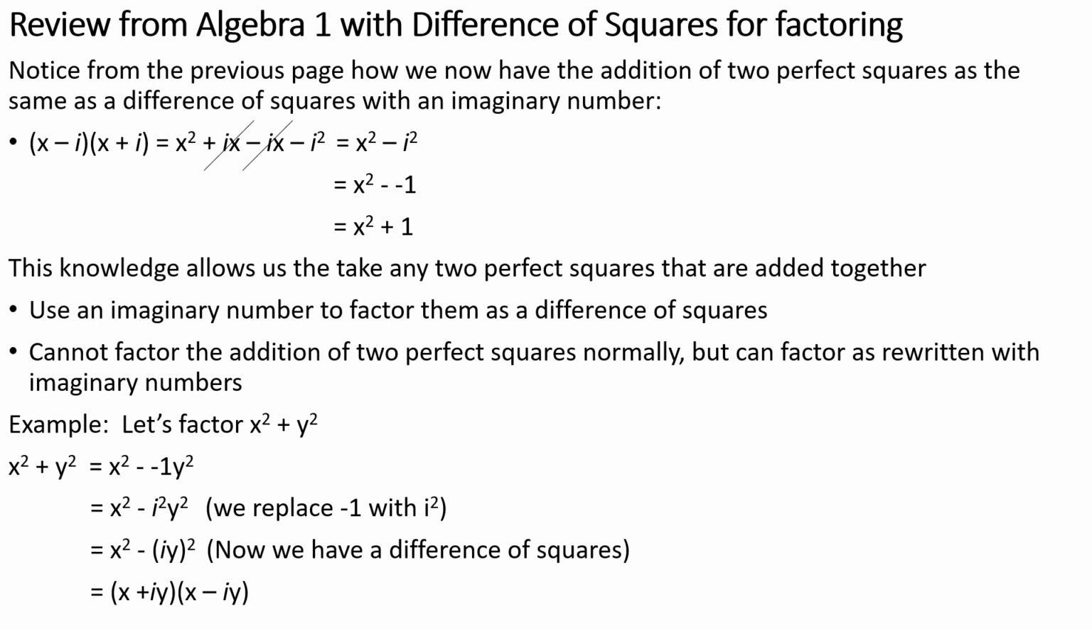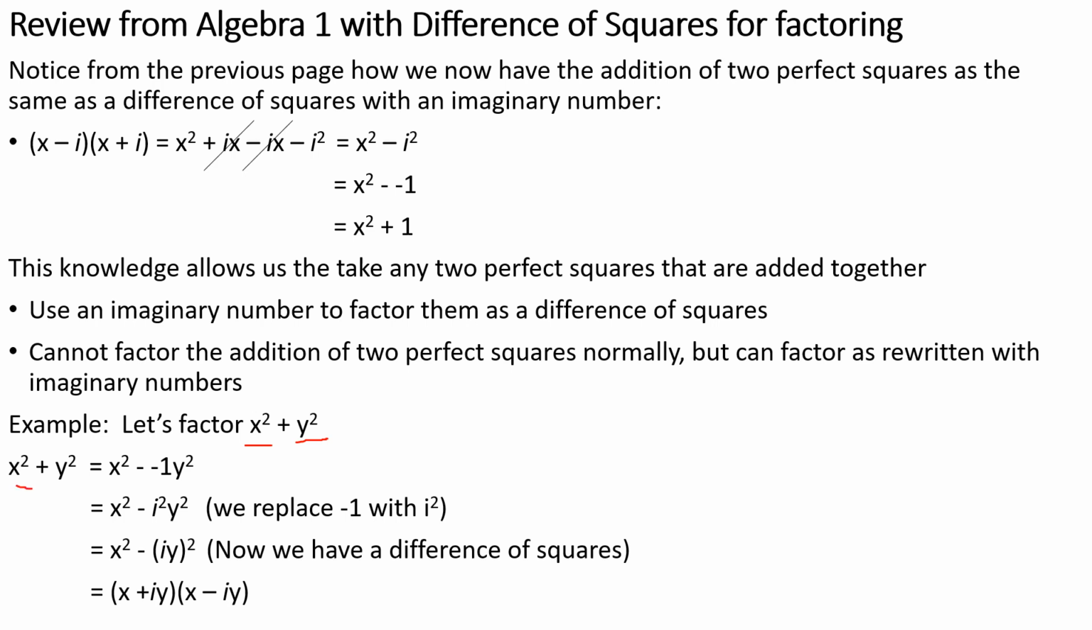Now, as I said, I showed before how we got x minus i times x plus i is x squared plus ix minus ix minus i squared, which is x squared minus i squared. And again, i squared is negative 1, so it's x squared minus negative 1, x squared plus 1. Knowing this, we can factor two perfect squares that are added to each other down into the imaginary components. Let's look at x squared plus y squared. And this is the base of what we're going to do today.